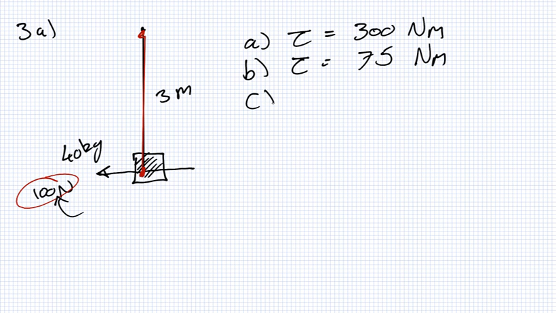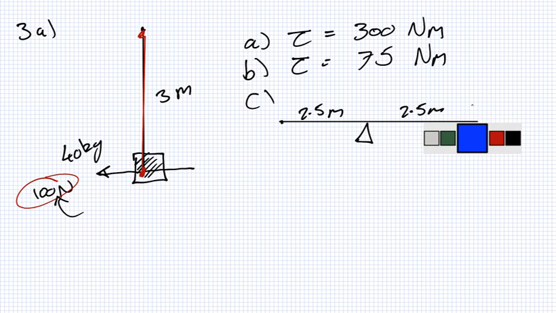Okay, part C now. The girl sits at the end of a 5-meter seesaw. What is the turning force she is providing? So a 5-meter seesaw would look like this, 2.5 meters either side of the turning point. If she sits at the end here, the force that's turning the seesaw is her weight, which would be 40 G.